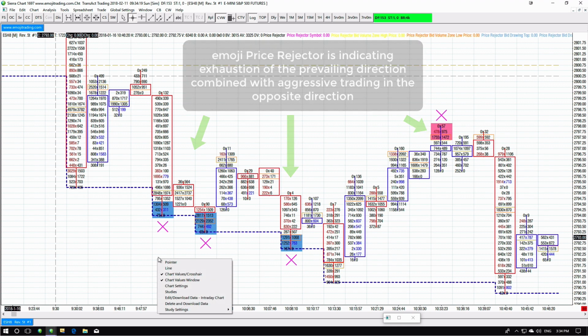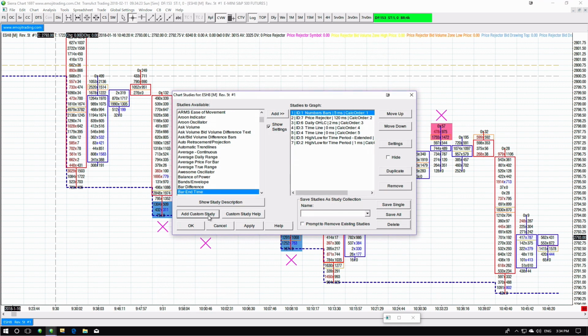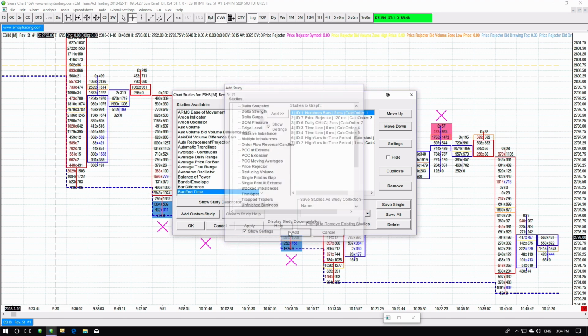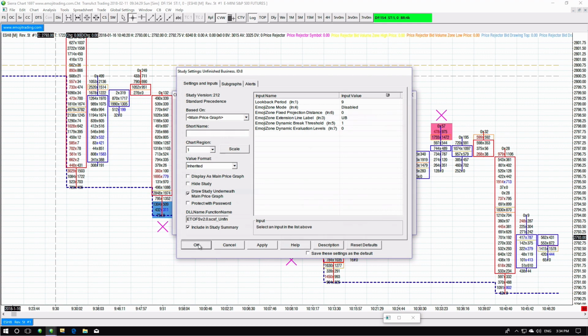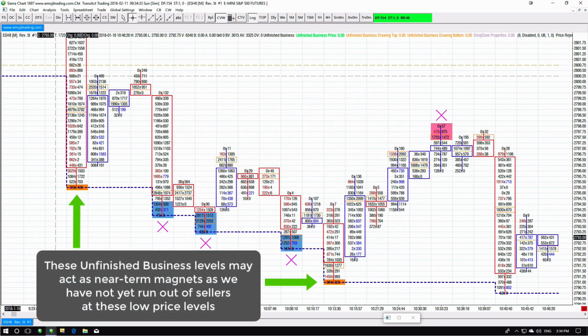Another emoji indicator, unfinished business, shows us when the market has moved back from a price level, but we have not yet run out of buyers at a high price or sellers at a low price. So there's a reasonably strong possibility that the market will revisit this price level because there may well still be buyers willing to buy at this high price or sellers willing to sell at this low price. Until the market revisits the unfinished business price level, the presence or otherwise of the supply and demand is unknown.